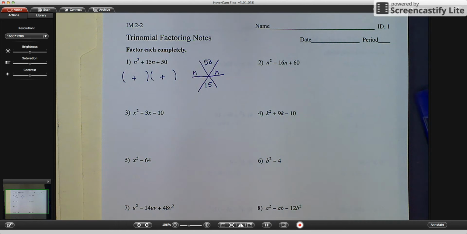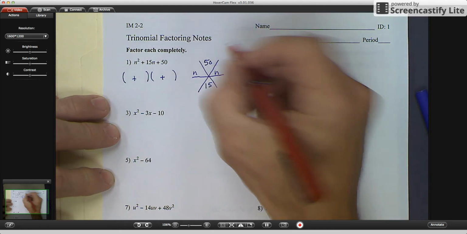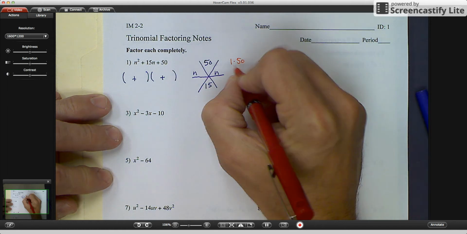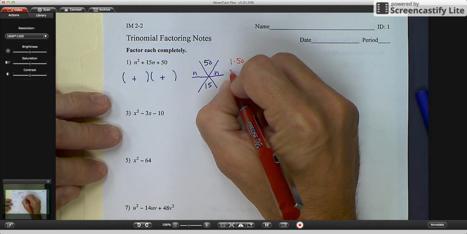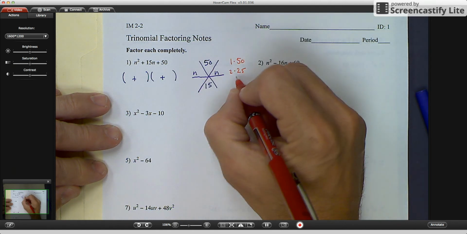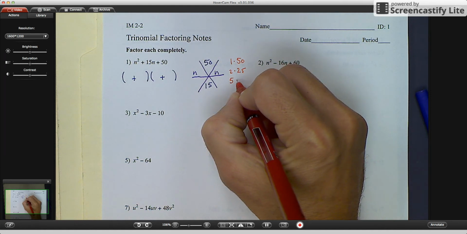And now what we need to do is come up with a list of factors that when multiplied together equal 50 and when added together equal 15. So I always start 1 times 50. And I always write down as many factors as I can. And I go in order so I don't miss any. 2 times 25. Does 3 go into 50? No. Does 4 go into 50 evenly? No. Does 5 go into 50 evenly? Yes, it does. 5 times 10.